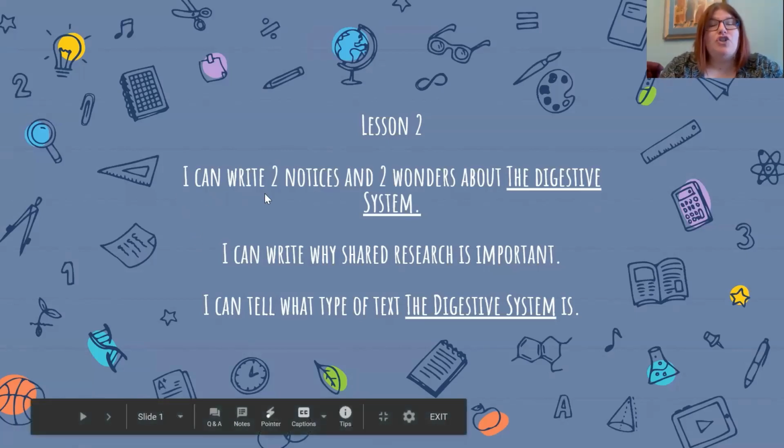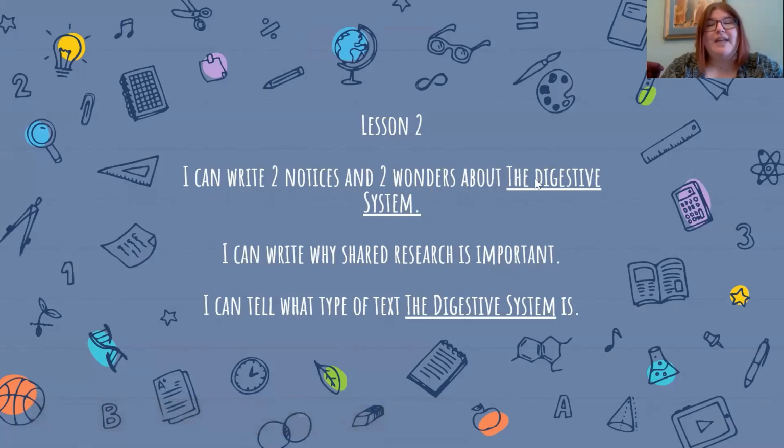I can write 2 notices and 2 wonders about the digestive system. I can write why shared research is important. I can tell what type of text the digestive system is.